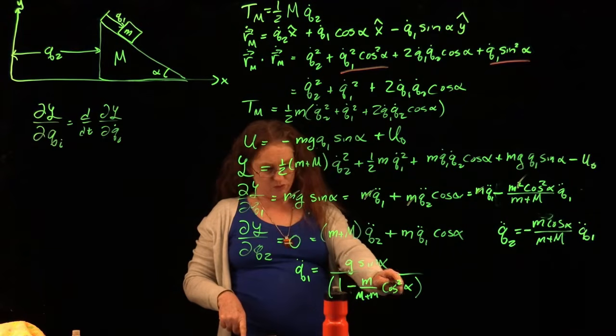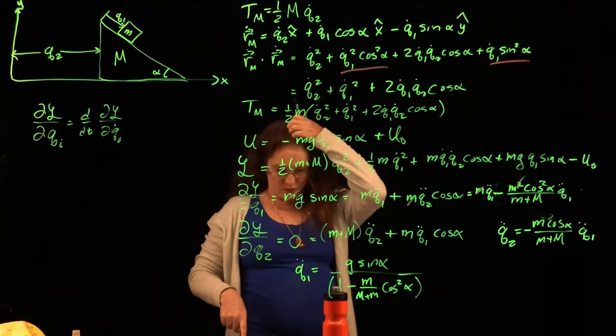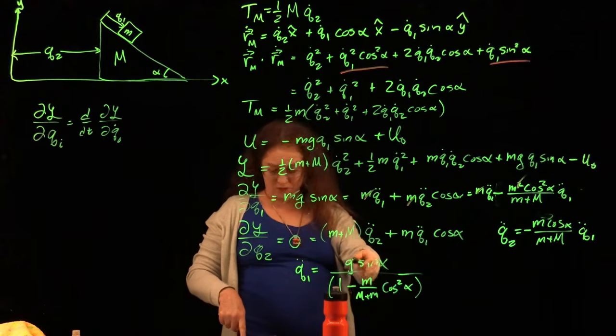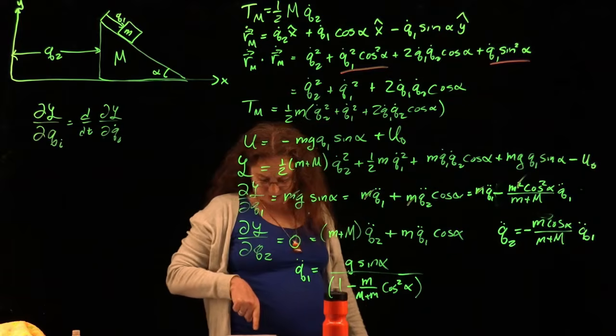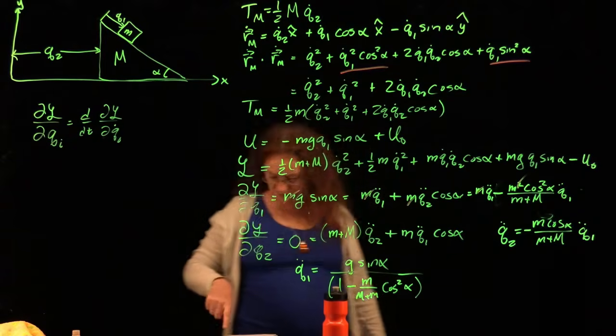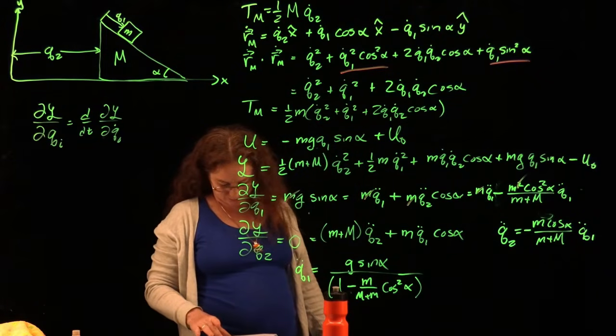Then this goes to 1 minus cosine squared of alpha, or sine squared of alpha, so we get G over sine, we get a G sine theta, G sine alpha.